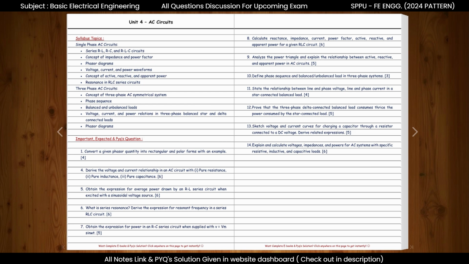Prove that the three-phase delta-connected balanced load consumes thrice the power consumed by the star-connected load. In a delta connection, the line current equals square root of 3 times the phase current, and the line voltage equals the phase voltage. Due to these relationships, a delta connection consumes 3 times more power compared to a star connection when the same line voltage is applied.